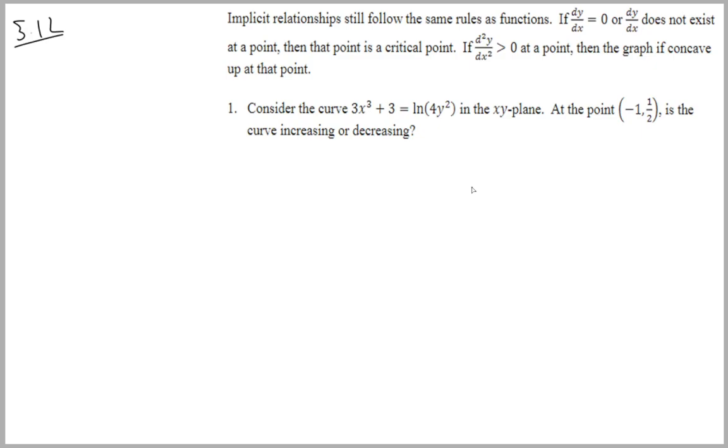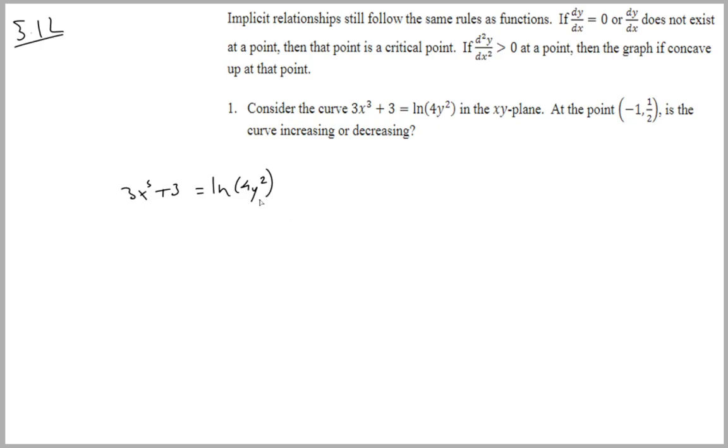So for number 1, let's consider the curve 3x³ + 3 = ln(4y²) in the xy-plane. At the point (-1, 1/2), is the curve increasing or decreasing? The first thing we're going to do is differentiate the equation. So 3x³ + 3 = ln(4y²).